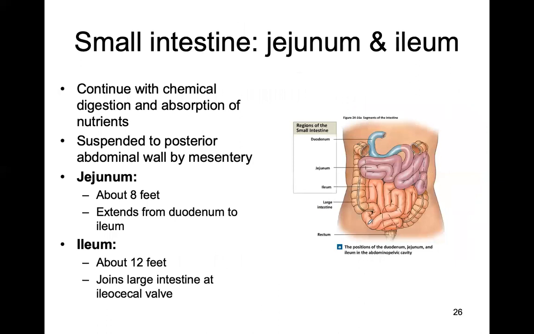The second part of your small intestine, jejunum, is about 8 feet, and ileum, as I mentioned, which is the longest, is about 12 feet long. The main function associated with them is to, again, continue your chemical digestion using the enzymes as well as absorption of the nutrients.